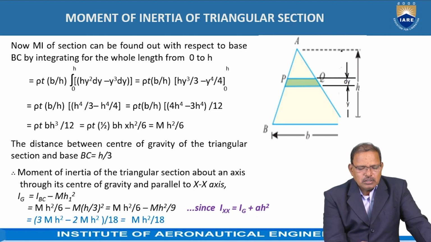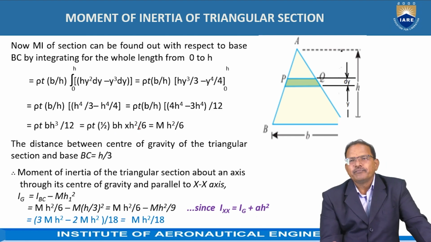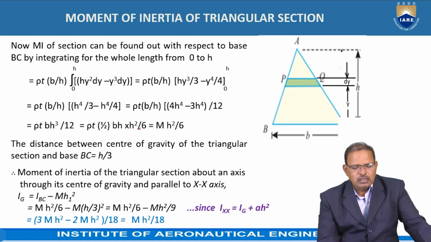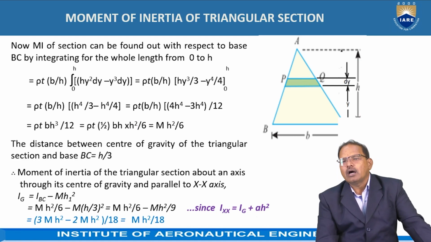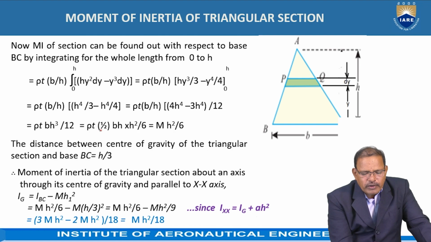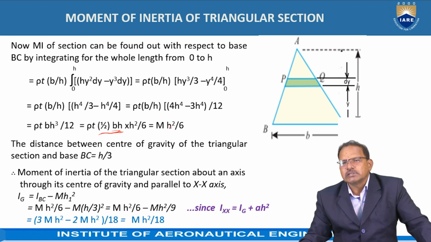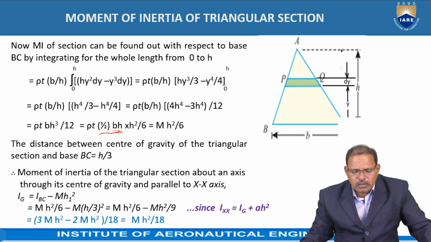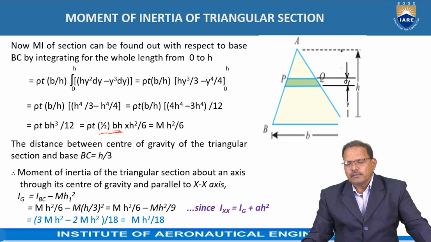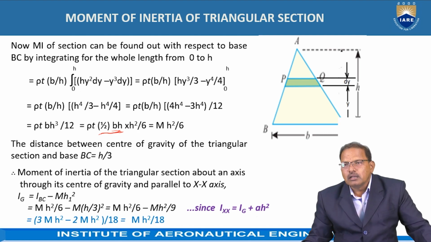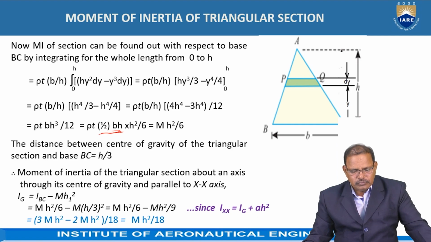Since rho is the density, T is the thickness, and the area is equal to half into base into height, we simplify this equation. Rho T B H by 2 is the mass m, and 12 is nothing but 2 into 6, which gives m h square by 6. This is the moment of inertia possessed by the triangular section about the base BC.